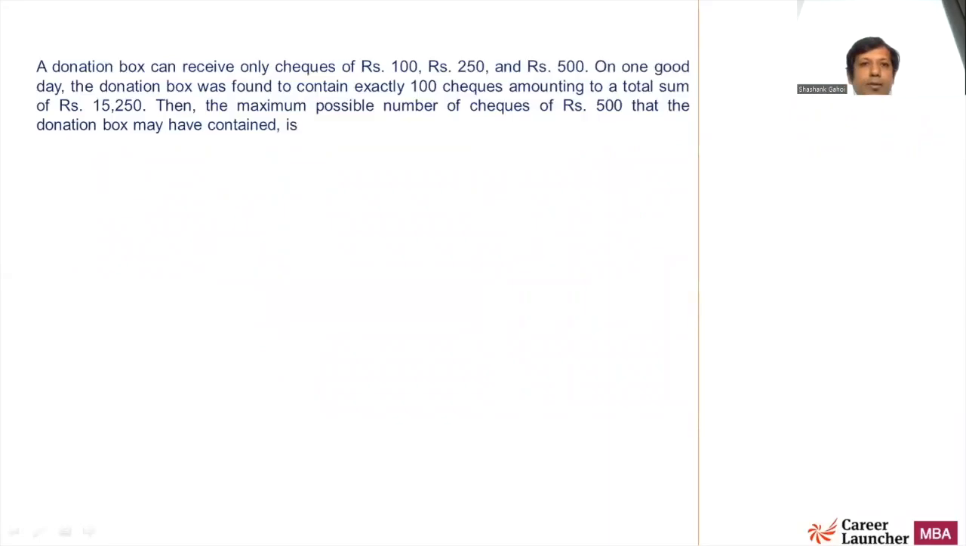Let's start question number 12. Now question number 12 says a donation box can receive only checks of 100 rupees, 250 rupees and 500 rupees. On one good day, the donation box found exactly 100 checks. Okay. So we have 100 checks and a total amount of 15,250. So I have 3 types of notes. One is 100, then I have 250, then I have 500. Let's say I had A checks of this, B checks of this, C checks of this.